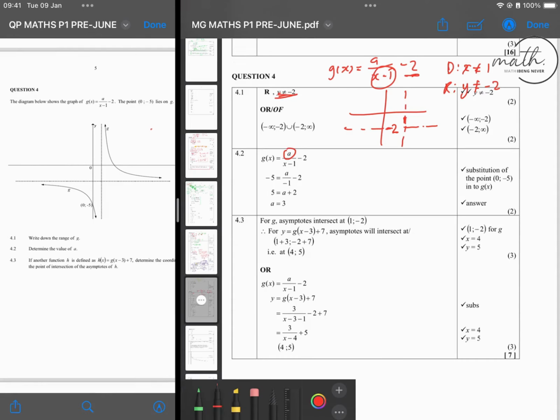Second one, 4.2, determine the value of a. So they just want this a. To find that a, you just need to find one more point. The given point is 0 and negative 5. So where you see x, where you see y, you just put those, and you solve for a.